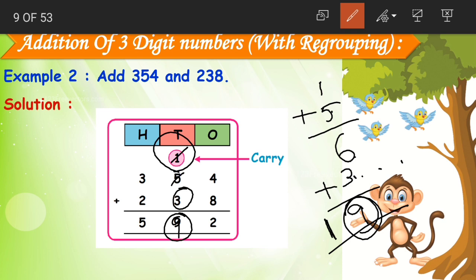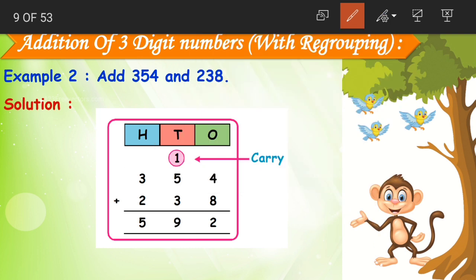What if we had 19? What will we do? We'll take this 1 and carry it to the next place value, which is the hundreds place. Right children? Now coming to the last place value, which is the hundreds place, we have 3 and 2. 3 plus 2 becomes 5. So we wrote 5 here.